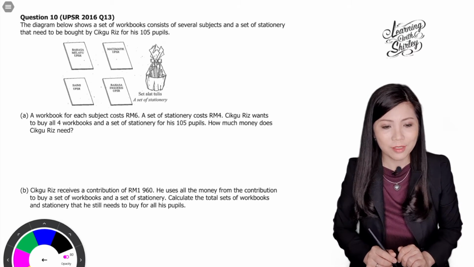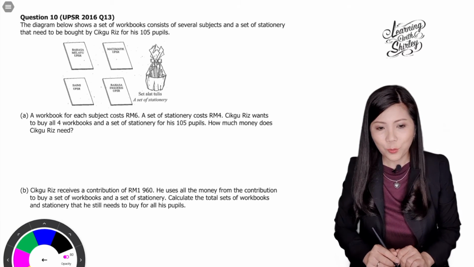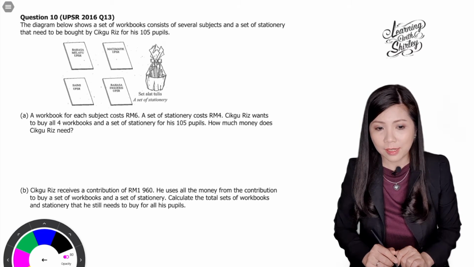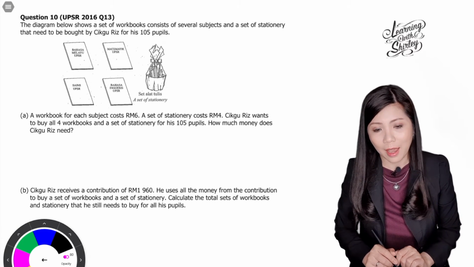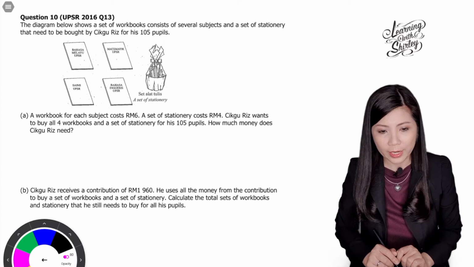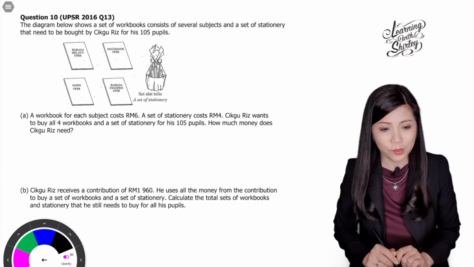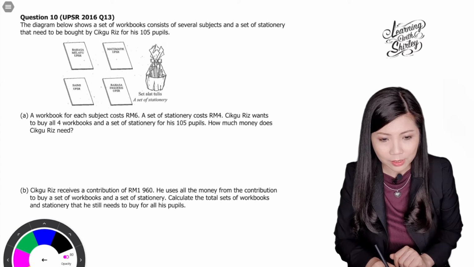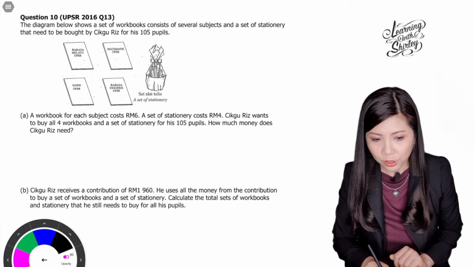Let's look at the last question, question number 10. This is in UPSR 2016, question 13. The diagram below shows a set of workbooks consisting of several subjects and a set of stationery that need to be bought by Cikgu Riz for his 105 pupils. Bahasa Melayu, Mathematics, Science and Bahasa Inggeris, and a set of stationery.